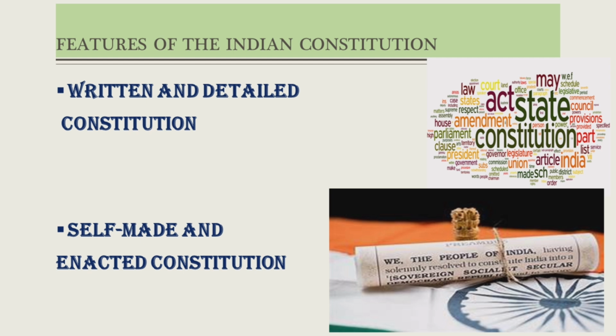Detailed written Constitution. The Indian Constitution is like a very detailed rule book that contains all the important laws and guidelines for how our country should run. It covers everything from the rights and freedom of people to how the government should work and make decisions. It's written down so that everyone can read and understand it. It serves as a guide to ensure fairness, equality, and justice for all the citizens of India.